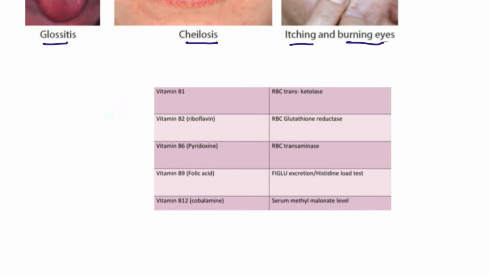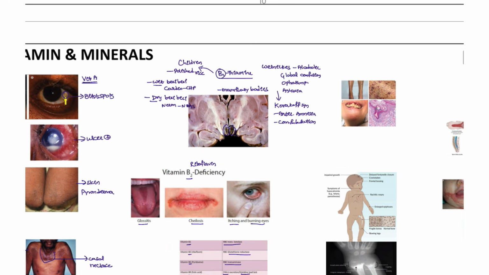How are you going to test? B1 deficiency can be tested by RBC transketolase. B2 is with the help of glutathione reductase. B6 with transaminase. B9 with the FIGLU or the histidine load test. B12 with the help of serum methylmalonate. We are going to look for serum methylmalonate in these patients.